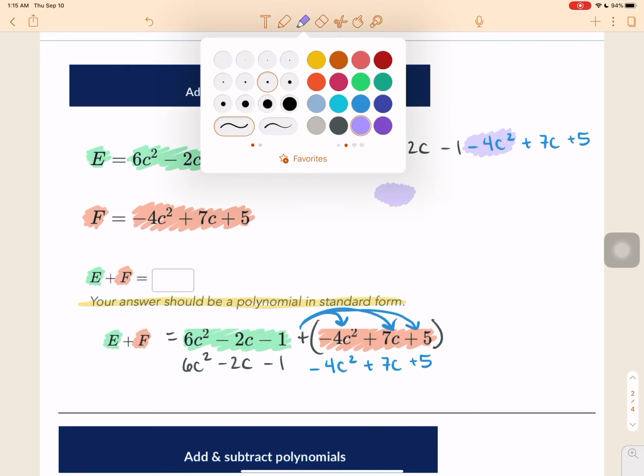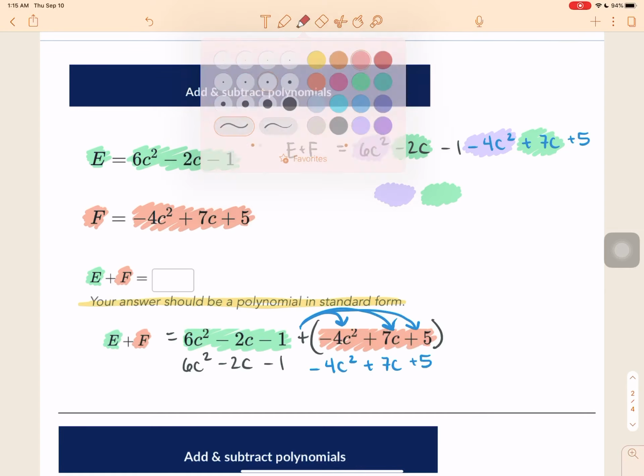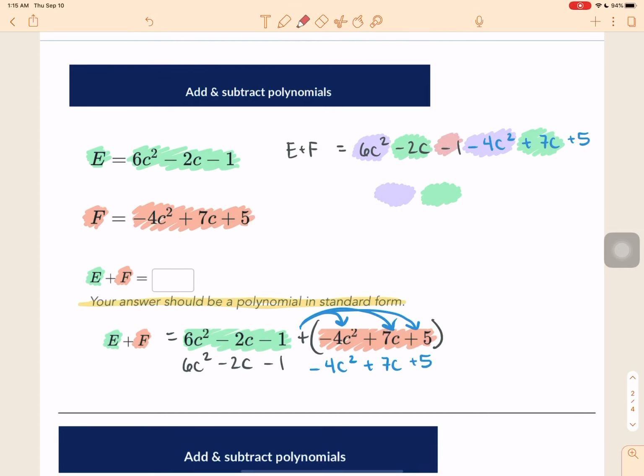Okay. And then I have negative 2c and a positive 7c. So those c's will go together. And then I have my constants. I have negative 1 and a positive 5. So my constants will go together. And luckily it worked out nicely that that will be in standard form.